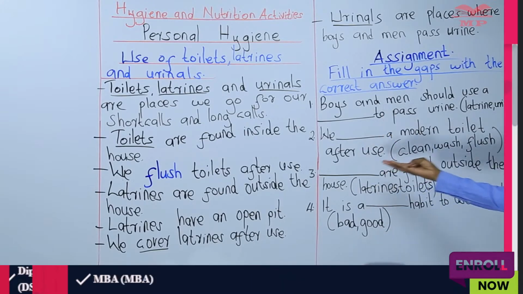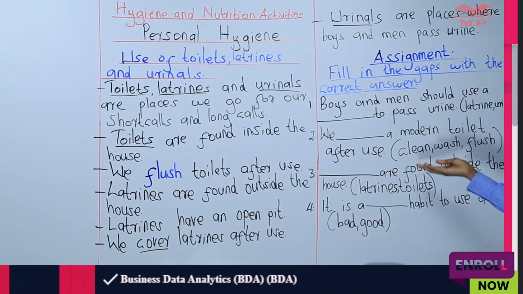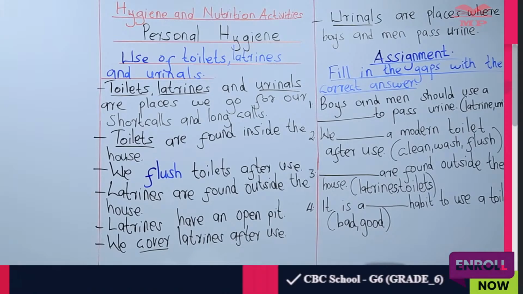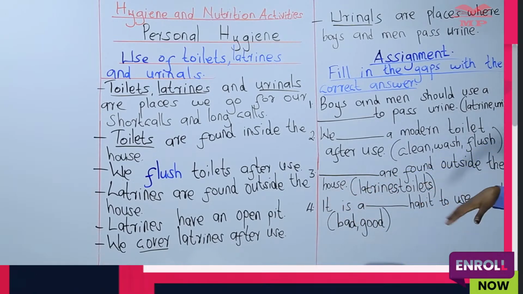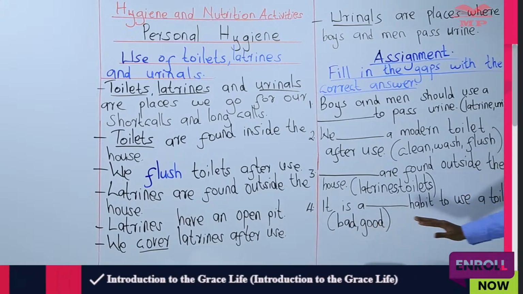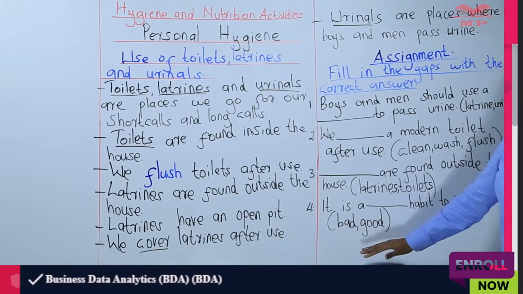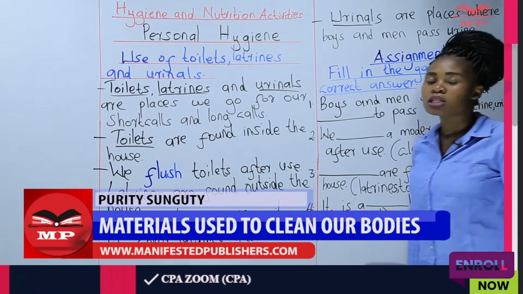Question 2, we dash a modern toilet after use. Clean, wash or flush. So choose the correct answer. The third question, dash are found outside the house. Latrines, toilets. You write for me the answer. And lastly, it is a dash habit to use a toilet. Bad, good. Select the correct answer and fill in the blank space.